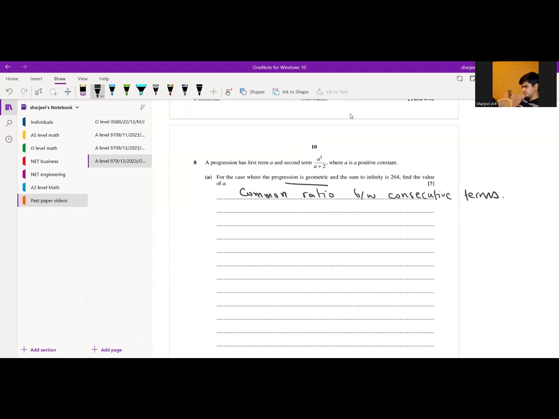So r would be equal to the second term, that is a square over a plus 2, divided by a. So we can simplify to get a divided by a plus 2. S infinity is equal to a1 over 1 minus r. S infinity has value 264. This will be equal to a1 over 1 minus a over a plus 2.